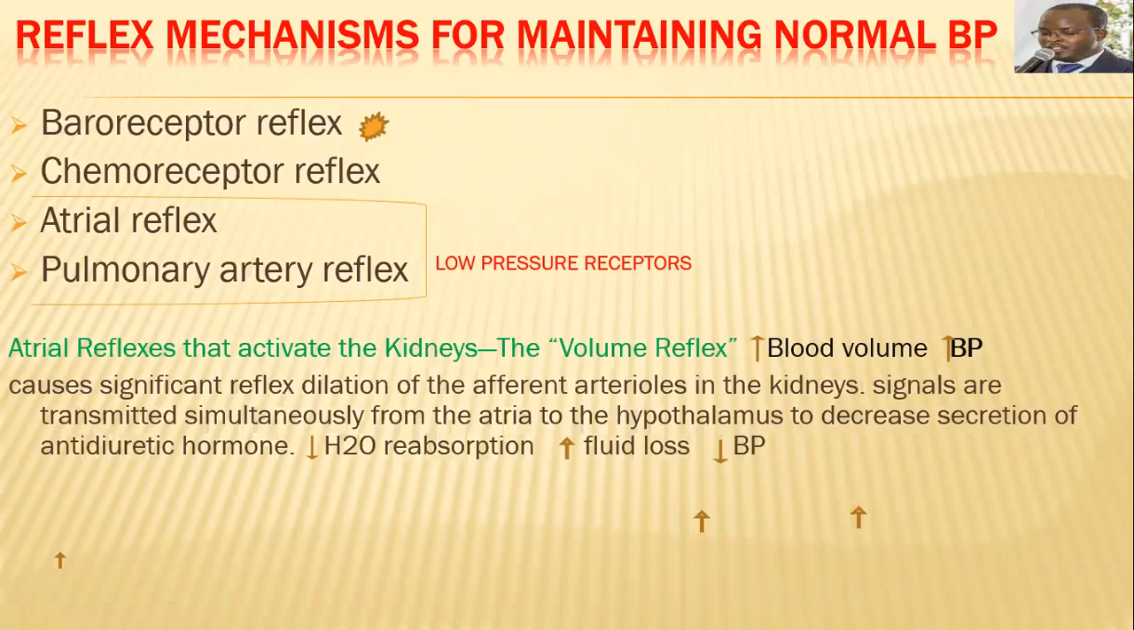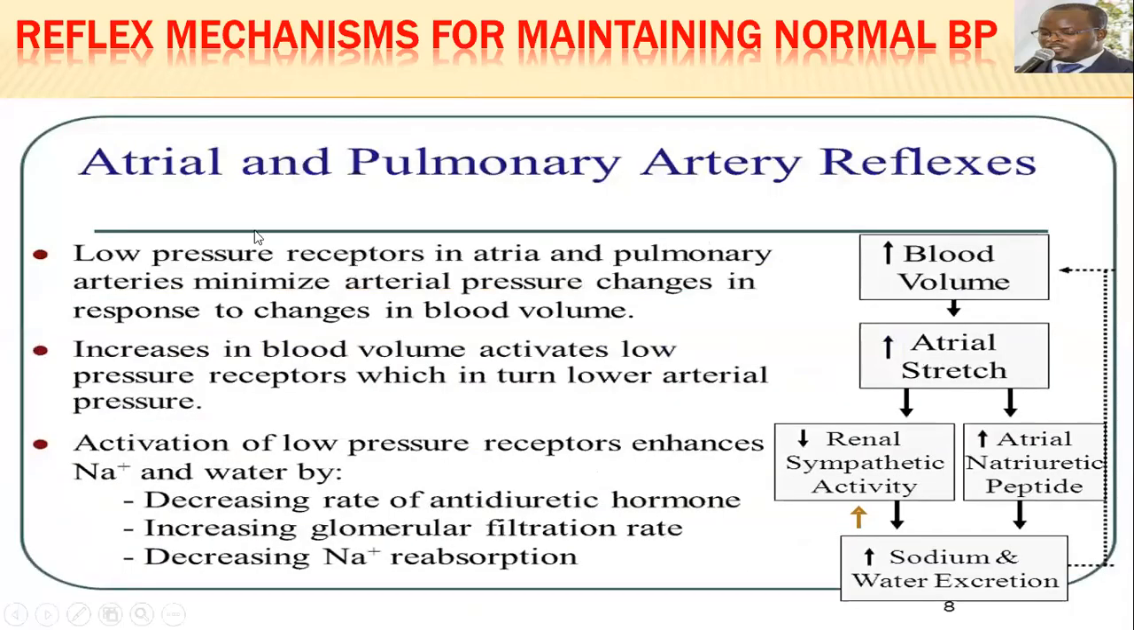Then you also have the atrial or pulmonary artery reflex. It's the same thing that I was explaining. If you have an increase in blood volume, it's going to have an effect on the atria. So there will be an increase in the atrial stretching. So those low pressure baroreceptors are going to be stimulated. Because they are responding to stretching or pressure, it will cause a decrease in the renal sympathetic activity.